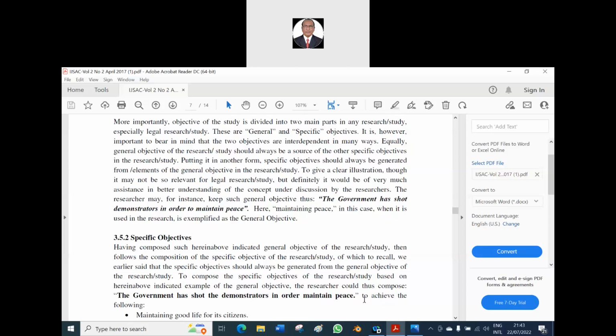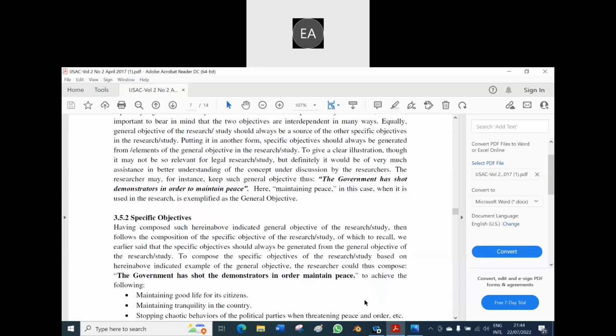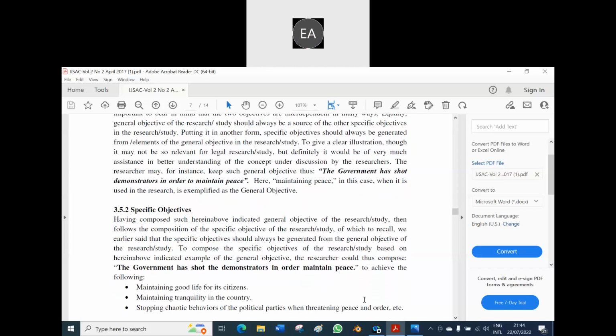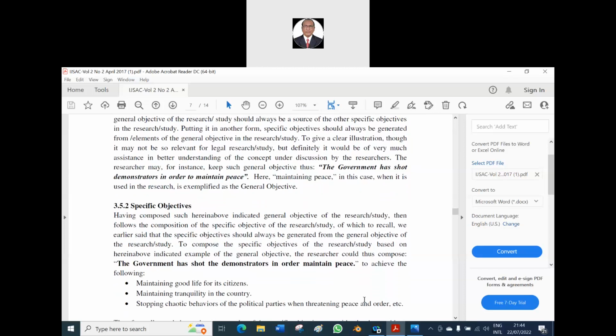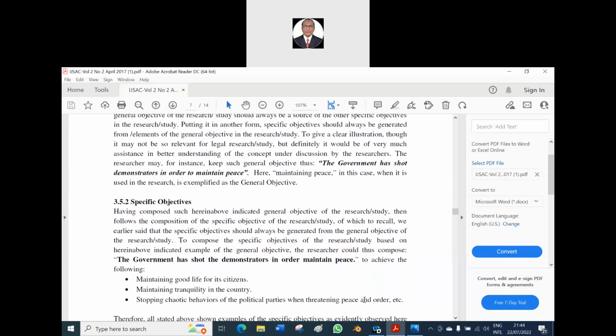To achieve what? To achieve maintaining a good life for its citizens. Maintaining tranquility in the country. Stopping the chaotic behavior of political parties when threatening peace and order. Is it not their specific objective? Those are their specific objectives.